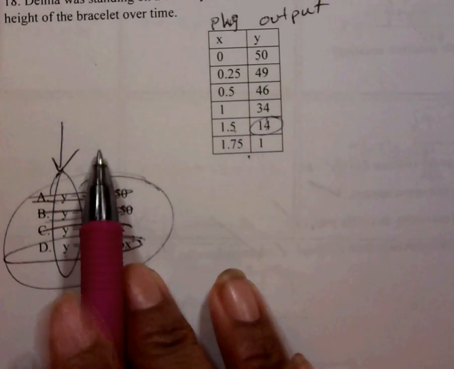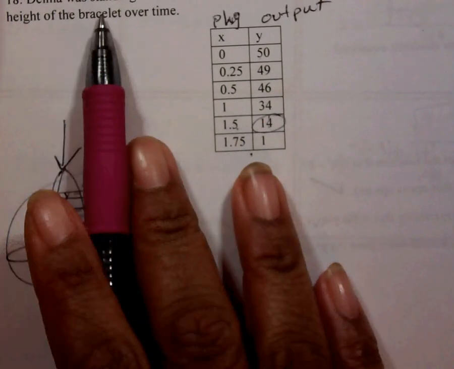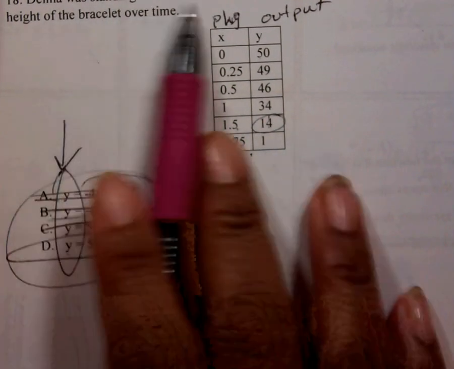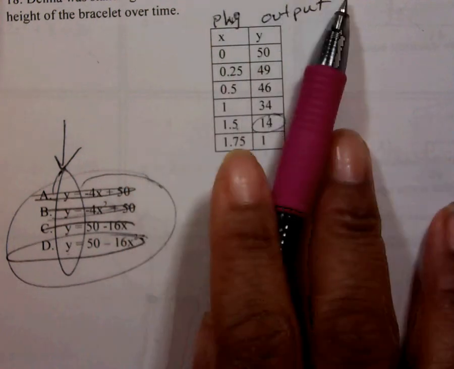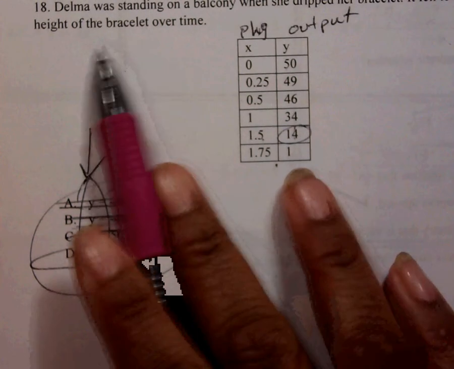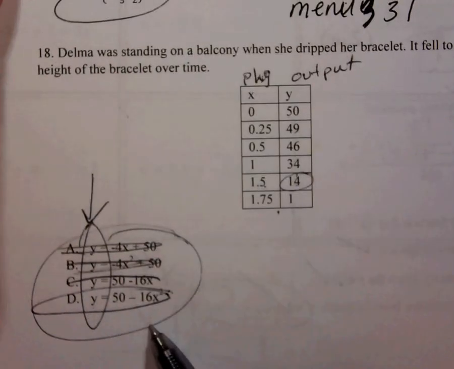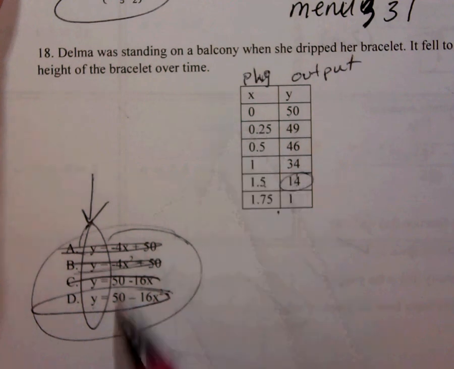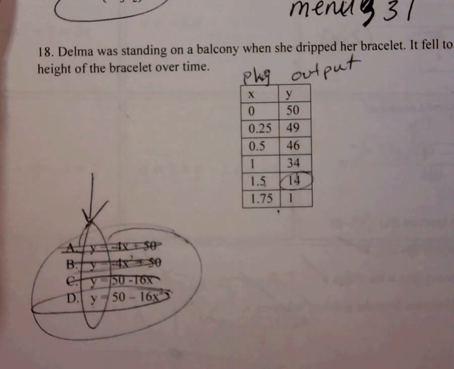Number 18. This lady is standing on a balcony when she dropped her bracelet. If she fell to the ground below, the table shows the height of the bracelet over time. Which equation below represents this table? So which equation is the answer?